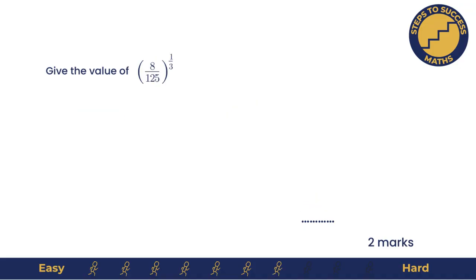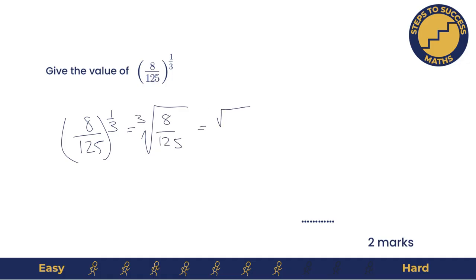Give the value of 8 over 125 to the power of 1/3. So 1/3 means the cube root. So the cube root of the whole thing, which is the cube root of 8 over the cube root of 125. And the cube root of 8 is 2. And the cube root of 125 is 5.